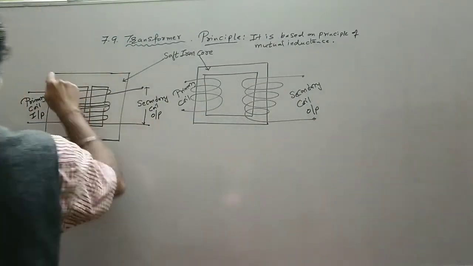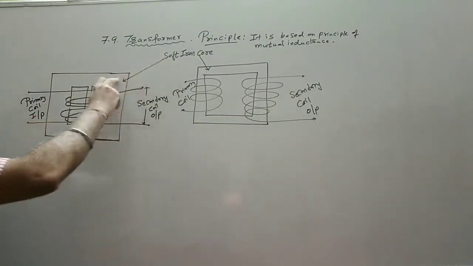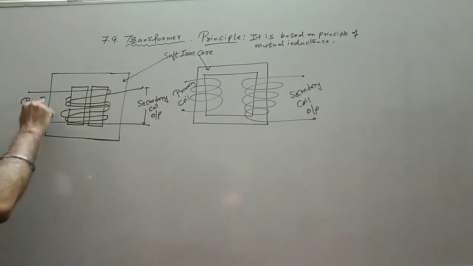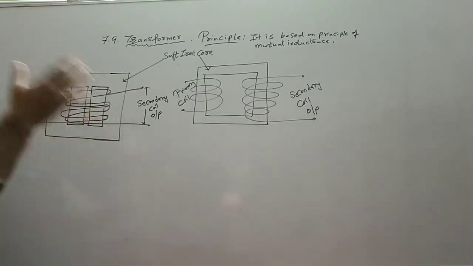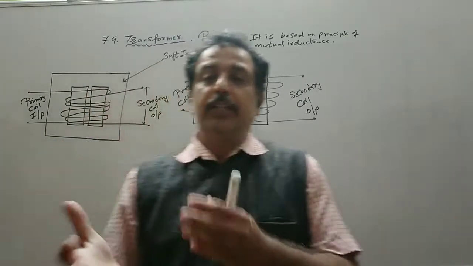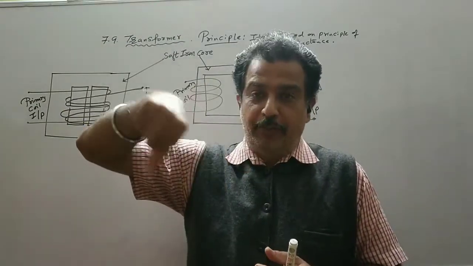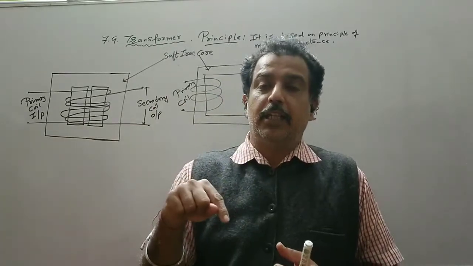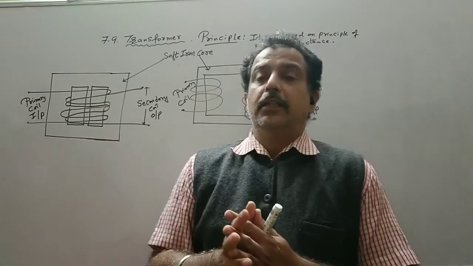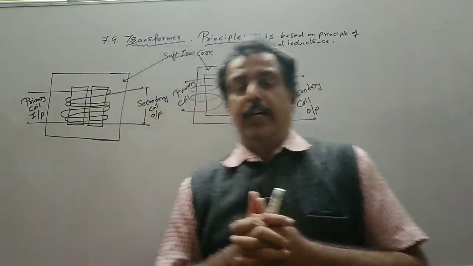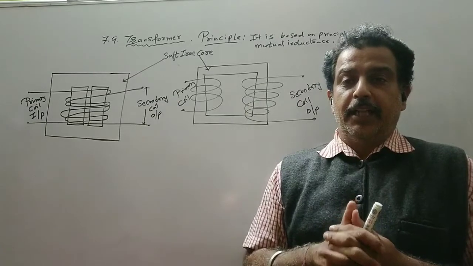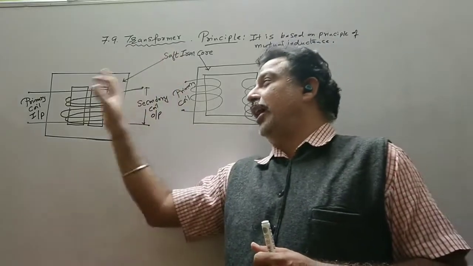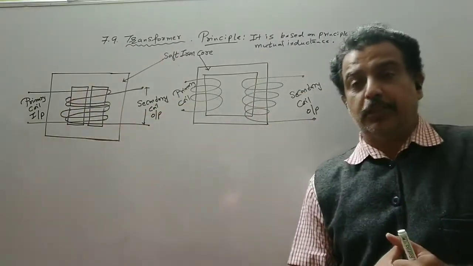So this is your sheet of soft iron core having some gap here in which the primary coil is wound, with one turn over another. If we have one turn of primary, then the second turn is secondary, then again the third turn is primary. So the two coils are insulated from each other and wound one over the other on a soft iron core. This is one type of construction of a transformer.